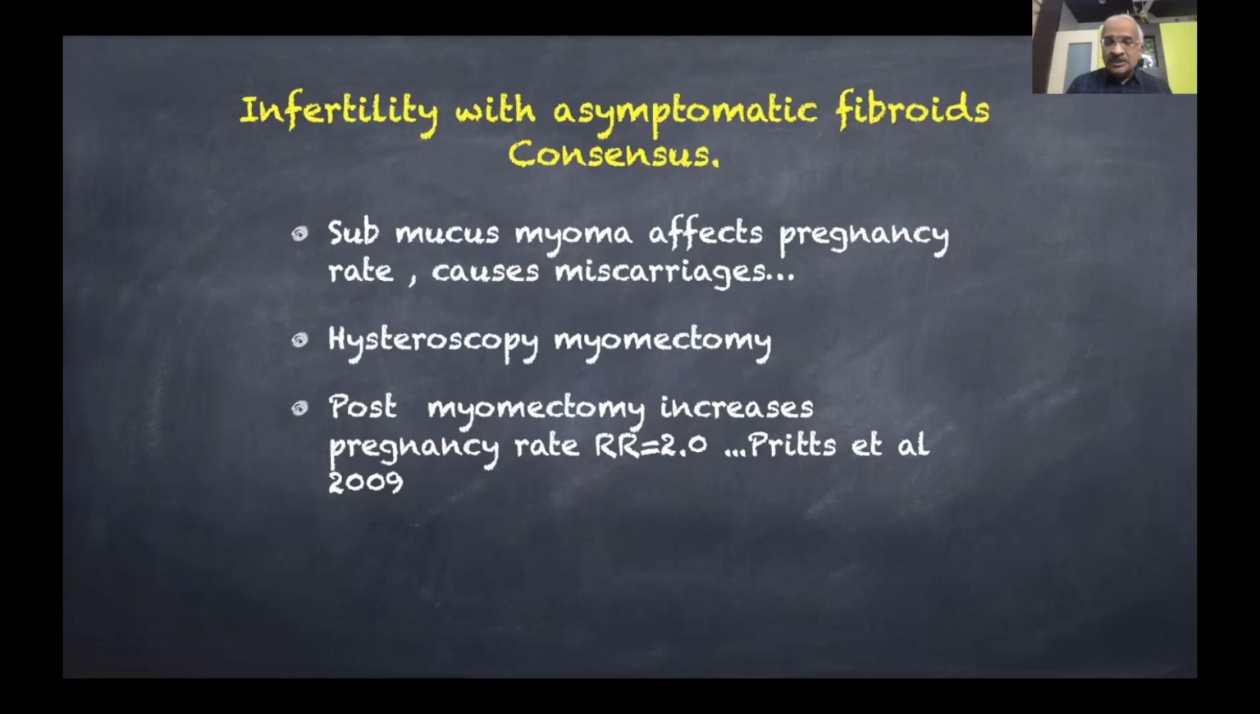Is there evidence that a hysteroscopic myomectomy will make a difference to pregnancy? Yes, Pritz et al. in 2009, in their presentation in Human Reproduction, said that the risk ratio of pregnancy improvement is 2. So definitely it makes a difference as far as achieving pregnancy outcome. This is a definite consensus.